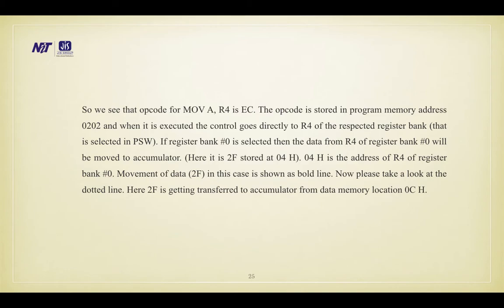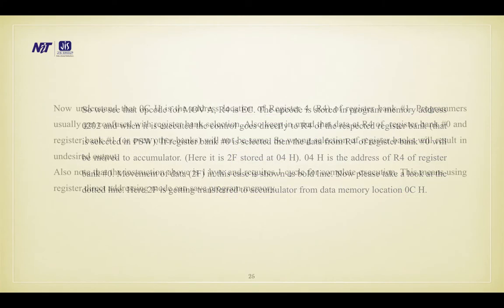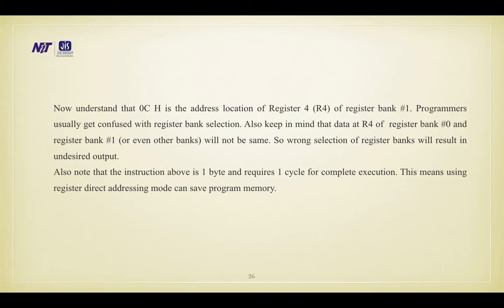Now take a look at the dotted line. Here 2F is getting transferred to the accumulator from the data memory location 02H. Again, let us show the previous one, it will be clear. So it is transferring from RB0 to RB1, from register 4 to the accumulator. Now understand that 0CH is the address location of register 4, R4, of register bank 1.